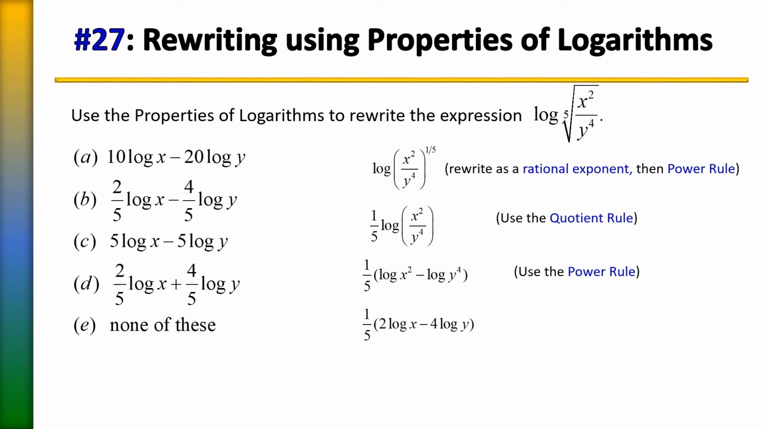And lastly, we can go ahead and use the distributive property. 1/5 times 2 log x is going to be 2/5 log x. And then 1/5 times -4 log y is going to be -4/5 log y. And there you have it. We have it now in its expanded form.